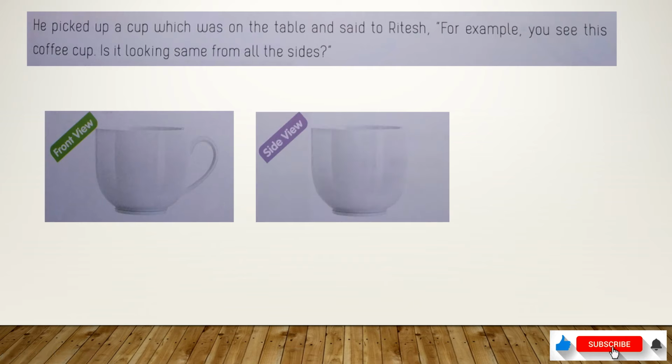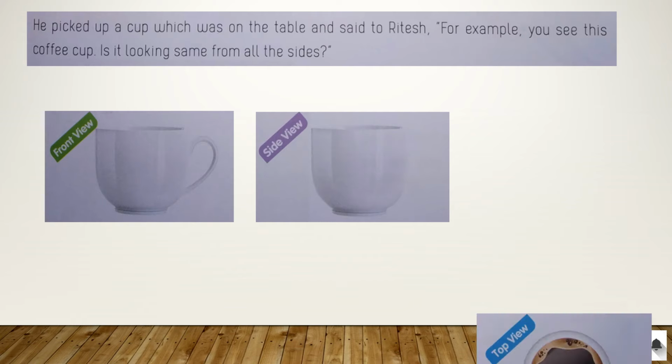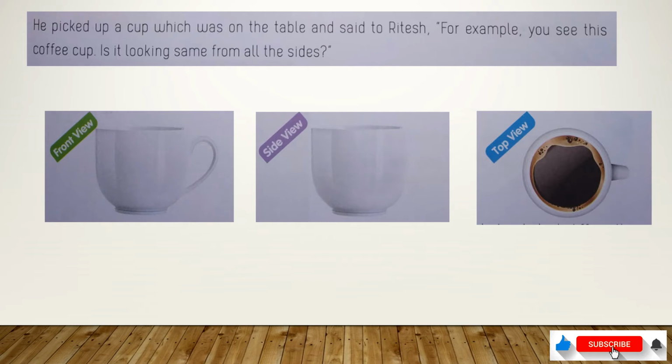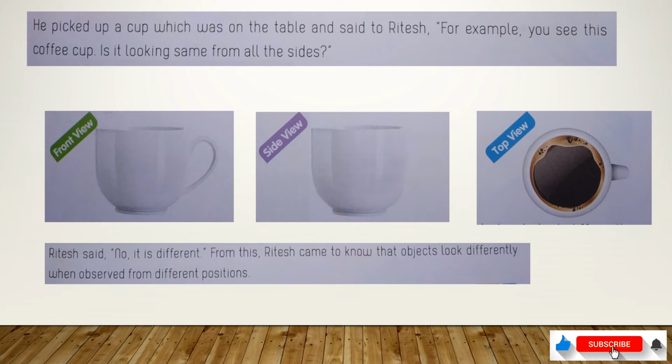Then he saw that cup from this side view, couldn't see the handle now, and from the top view it is appearing completely different. Now he understood. He came to know that when we look at an object from different positions, it looks different. Great.